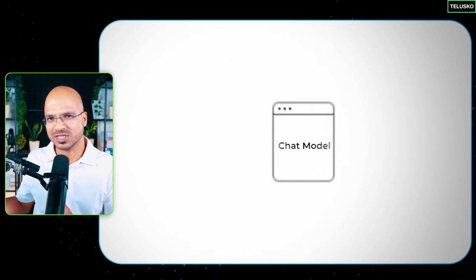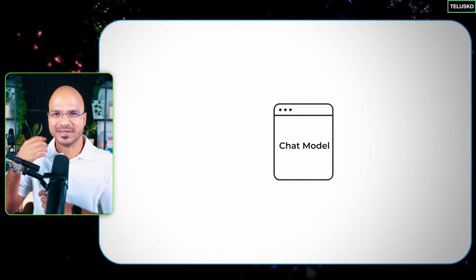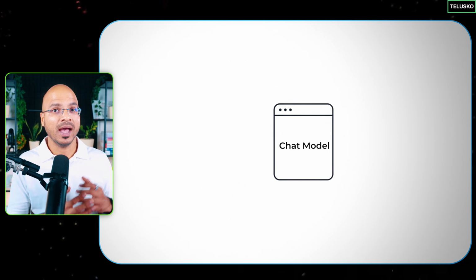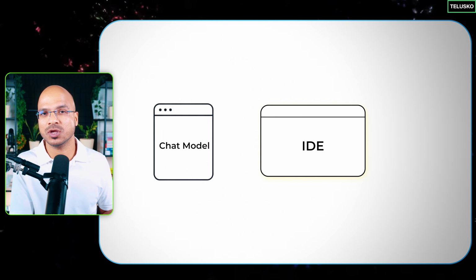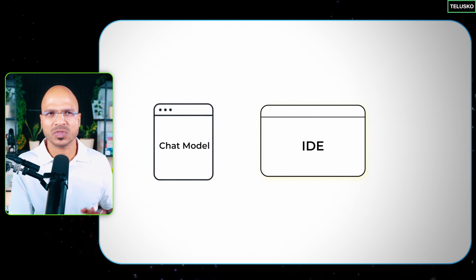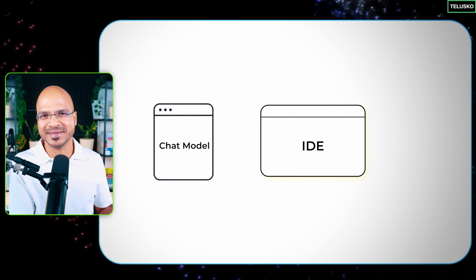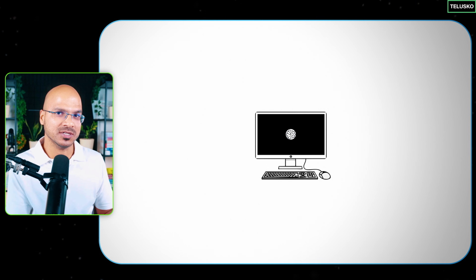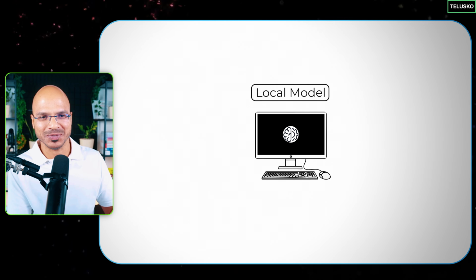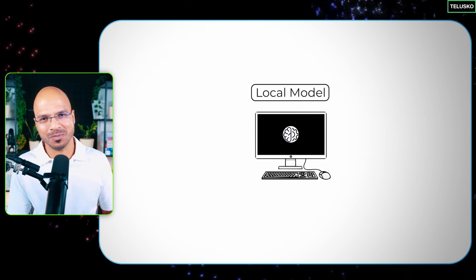Now, we can use it in two ways. One, maybe you just want a chat model. So maybe you want a window where you can type a question and you will get the answer. Or maybe you want to use this in your IDE as your coding assistant. Or maybe you want to automate the entire process on your machine and build different agents, and they should not be costing you. And that's where we can use local models.